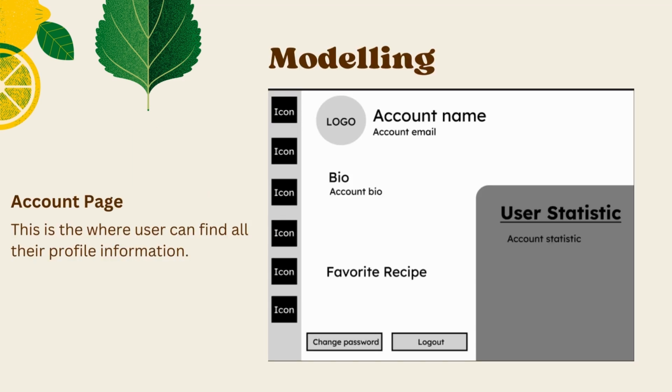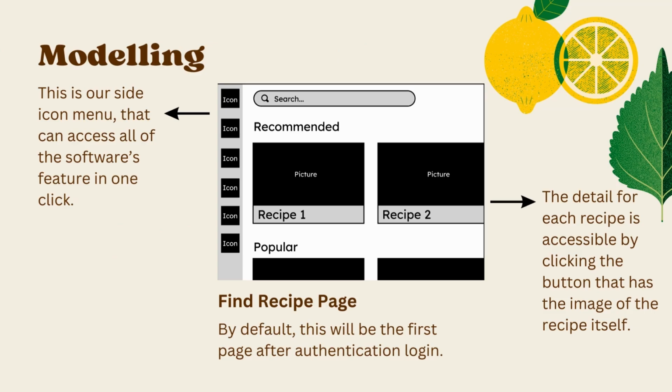Moving on, we have the account page, where any user can find all the information about their account or their profile. And then we have the find recipe page. By default, this will be the first page after the authentication or the login. And the detail for each recipe is accessible by clicking the button that has the image of the recipe itself. On the left side, you can access all of the software features in one click.